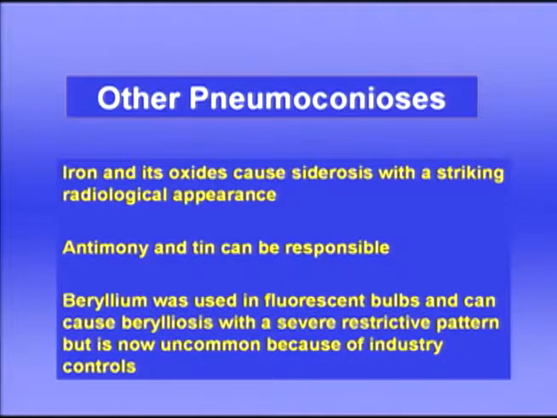Antimony and tin can cause pneumoconiosis, and one I should mention is beryllium. Now that used to be used in fluorescent bulbs a lot, and it can cause severe restrictive fibrosis of the lung. That's called berylliosis. Fortunately, we don't see that nearly as much now because fluorescent bulbs don't use that in them, but at one stage that was a very serious problem, and the cause was these fluorescent bulbs.